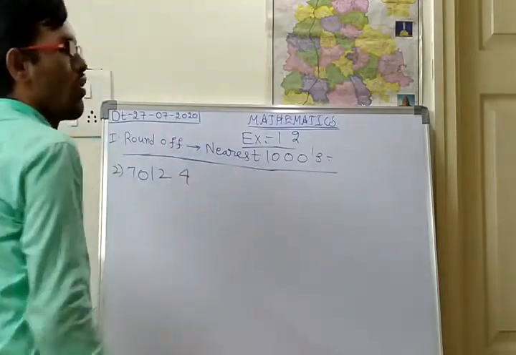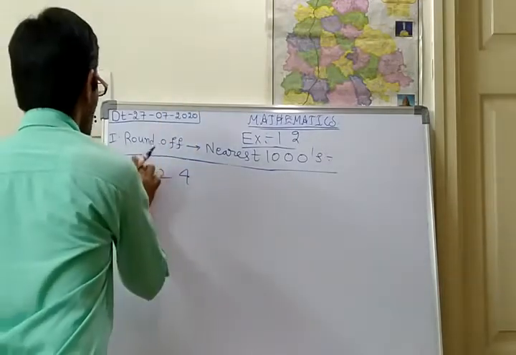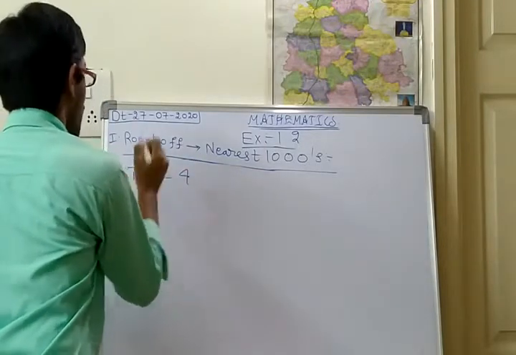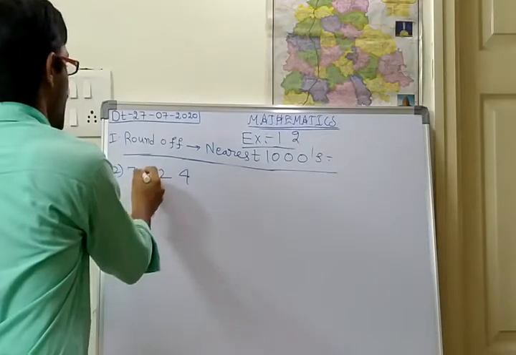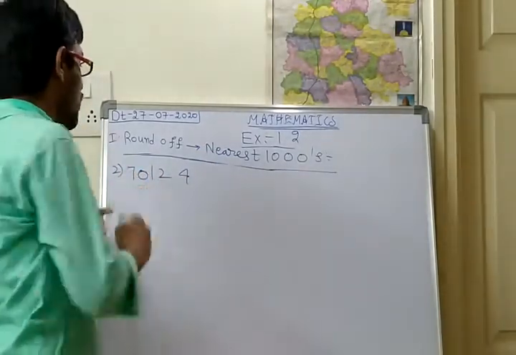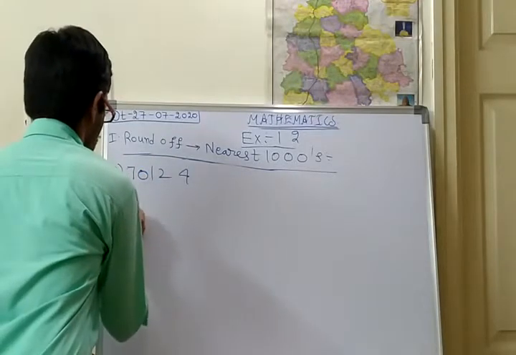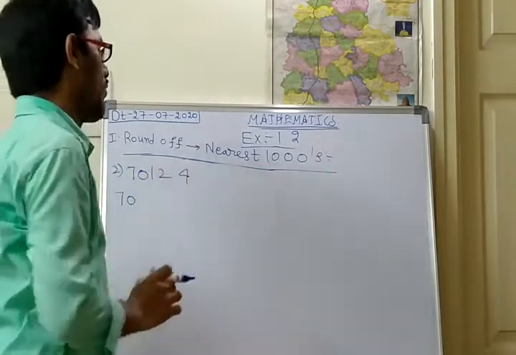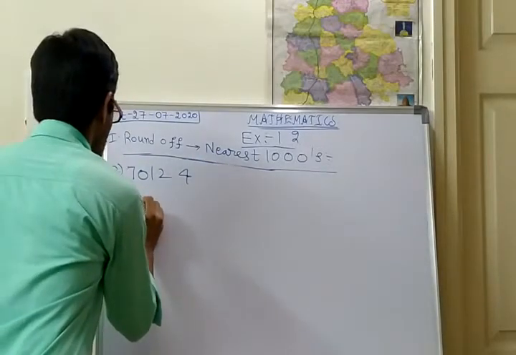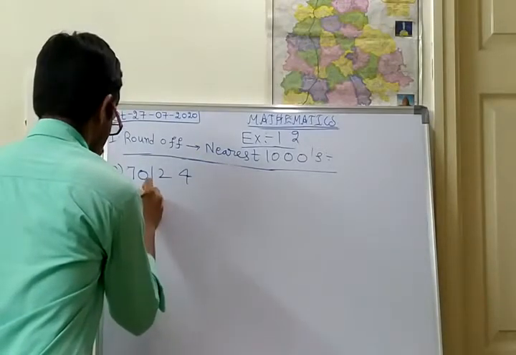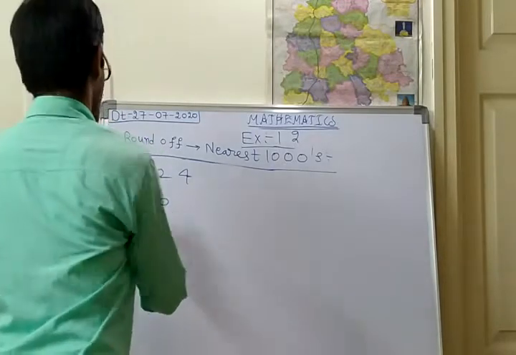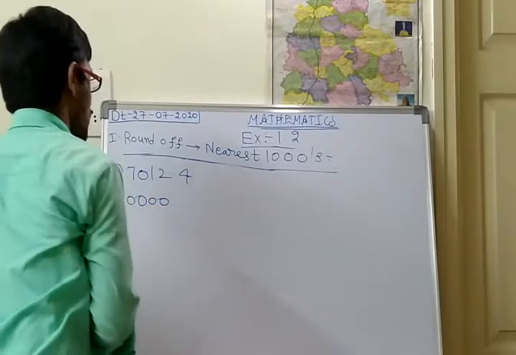Here 70,124 has 5 digits. So we should write the thousands. First of all, we should write in between which two thousands it is lying. The first one is 70,000.